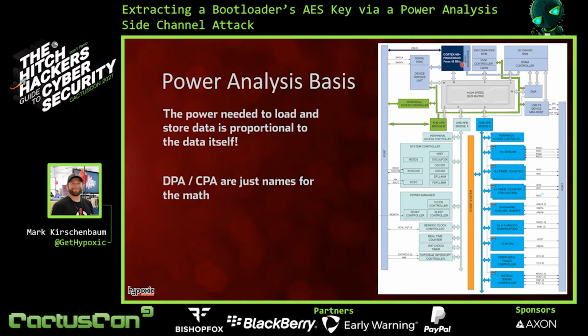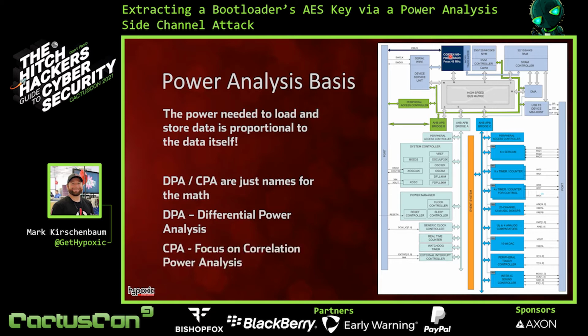Now, when you start hearing about power analysis, you'll start hearing terms called DPA and CPA. That's just really names for the math used to extract what the original data is that's going across these buses. For instance, DPA is called differential power analysis. You can read up on that on your own if you want to. And then CPA is extracting the secrets using correlational power analysis. And that's what we're going to continue focusing on today.